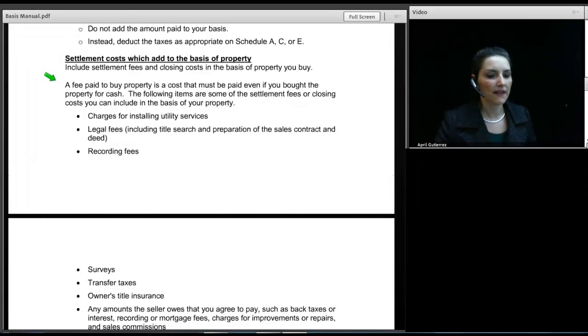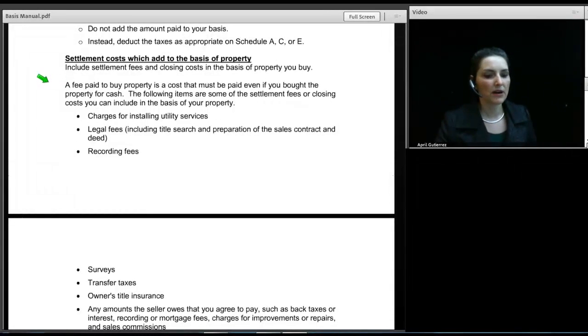And when we're looking at settlement fees, a fee paid to buy property is a cost that must be paid even if you bought the property for cash. So it's not associated with a loan. If I pay a fee only because I'm getting a loan, then it's not a settlement fee. It would be a loan fee. And how the IRS treats loan fees and settlement fees is quite different.